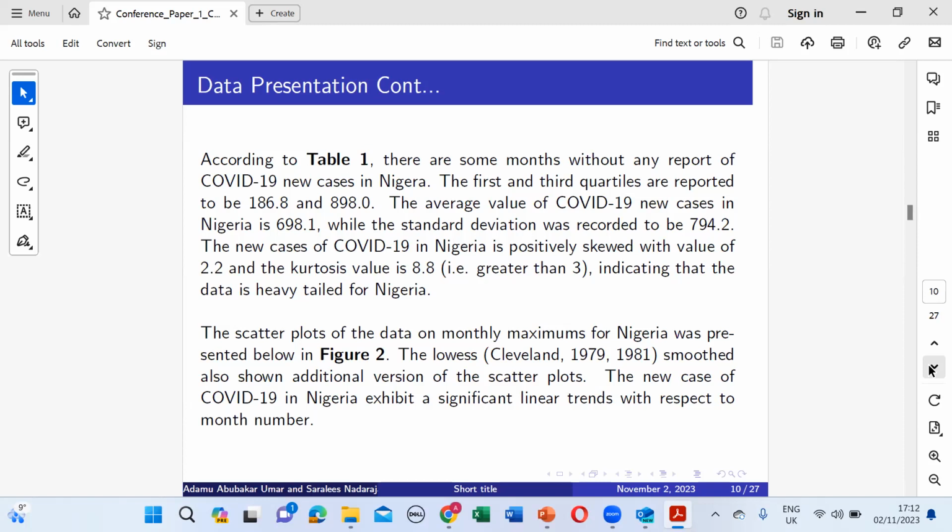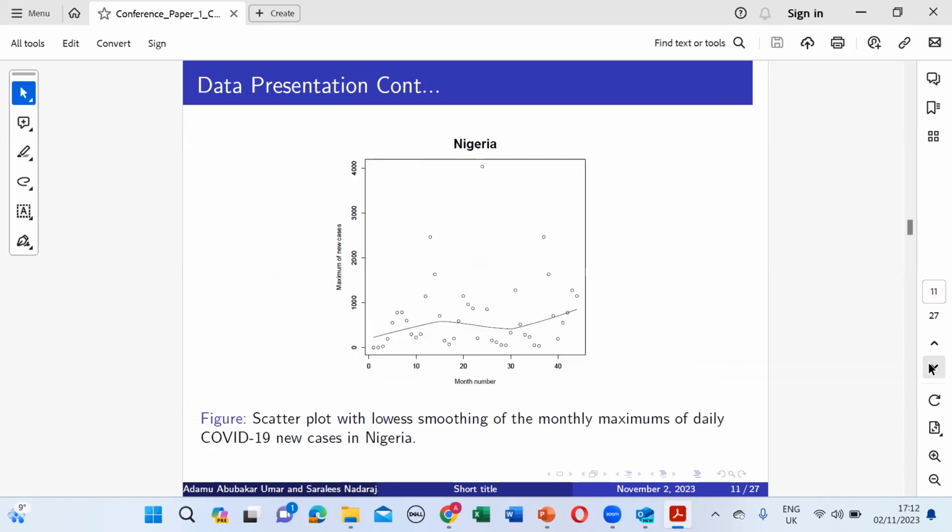The average value of the COVID-19 cases was also given as 698.1. And we have the scatter plots, which you can see in the next slides. From the scatter plot here with the lowess smoothing of the monthly maximum, you can see it's showing a linear trend. Through this, we now come up with a model that will monitor the occurrence of these COVID-19 new cases.